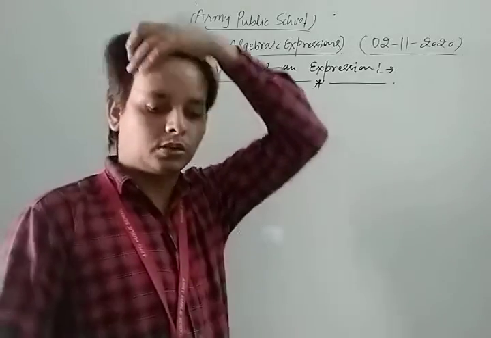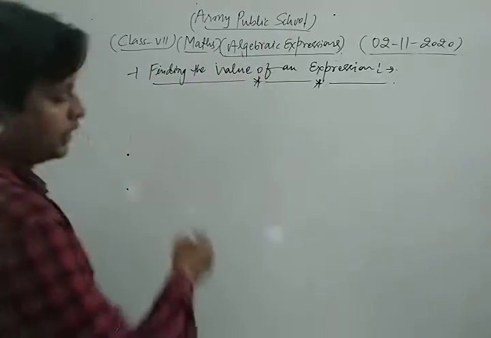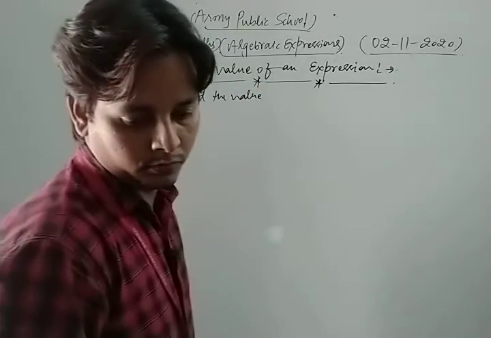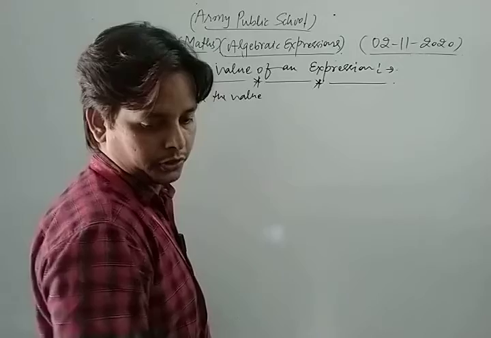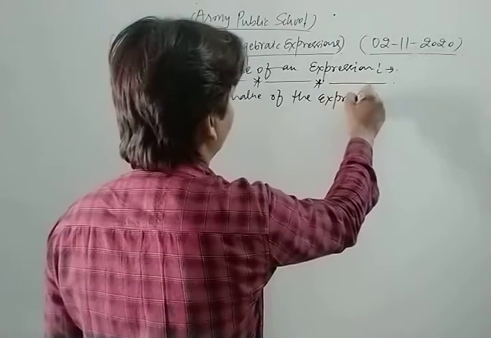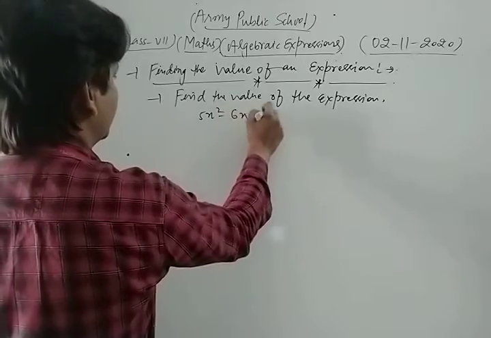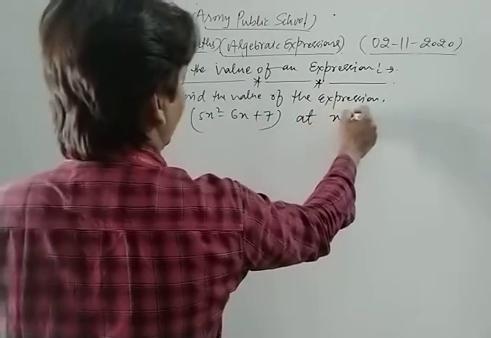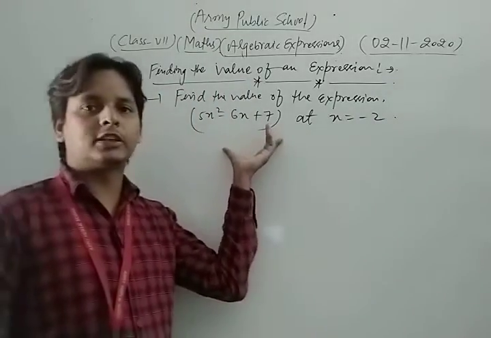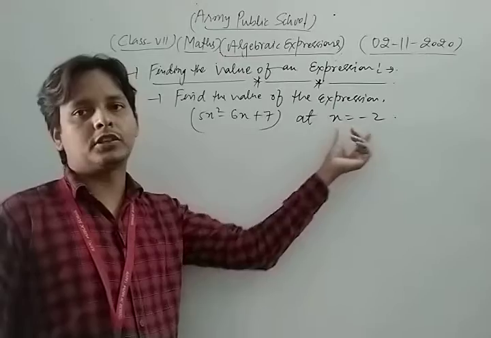Okay, let's see a question based on that topic. Find the value of the expression 5x square minus 6x plus 7 at x equal to minus 2. Okay, students, this is the question. We have an algebraic expression 5x square minus 6x plus 7, and we find the value of the given expression at x equal to minus 2.